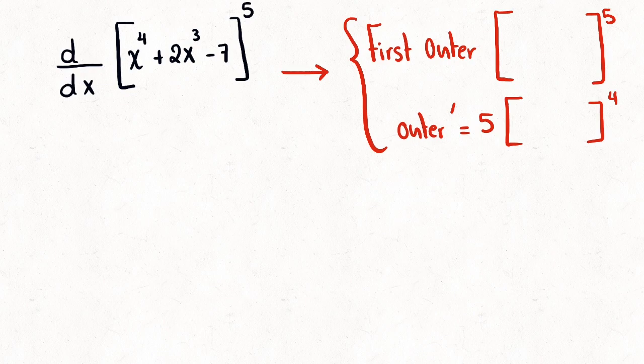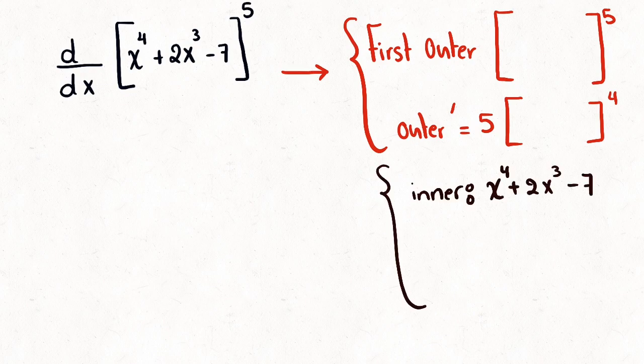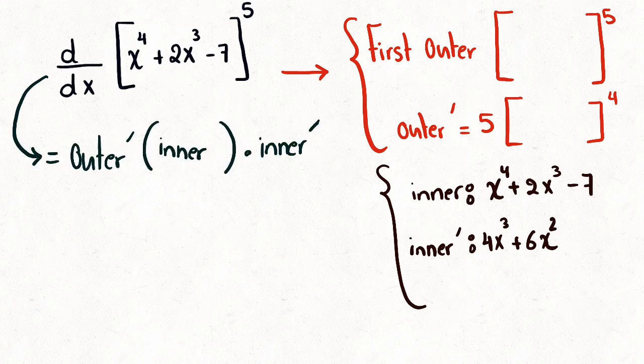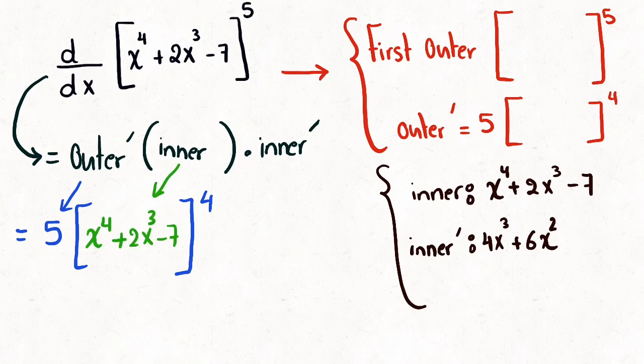Now let's go back to the question. We will see the bracket to the power 5 as the outer function. Accordingly, the derivative is 5 to the power 4. Now the inner is what is inside the brackets, and as you can see, I'm illustrating the derivative of the inner as well. Now, what is basically the rule of the chain? It says outer prime, bracket inner, times inner prime. All you have to do is substitute whatever you have found regarding the derivatives. And that's it.